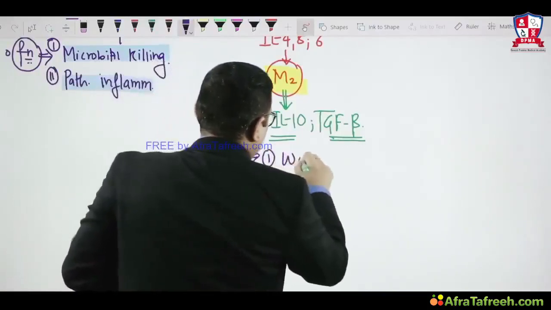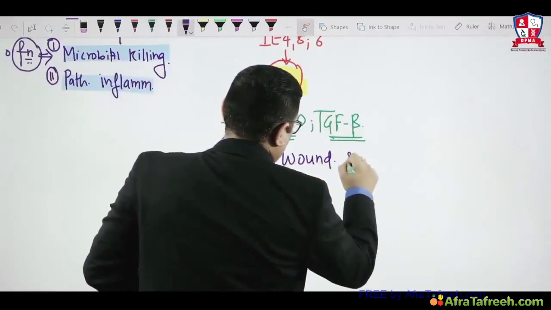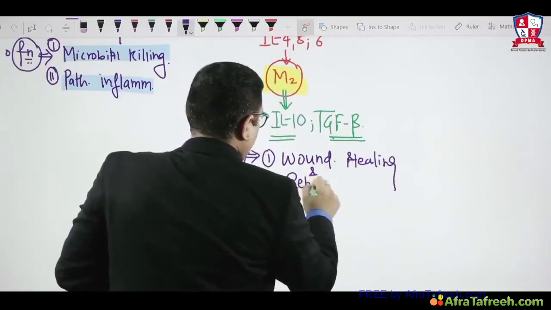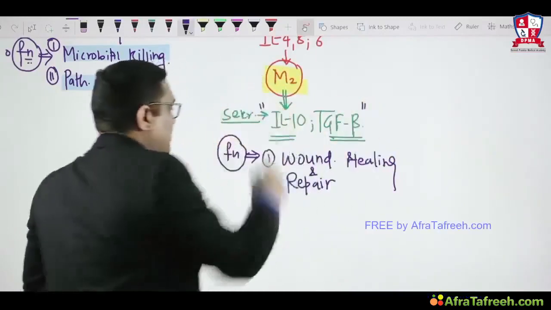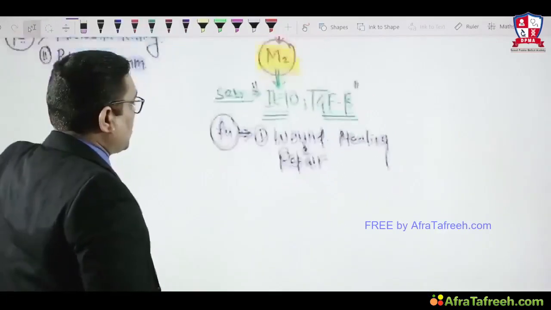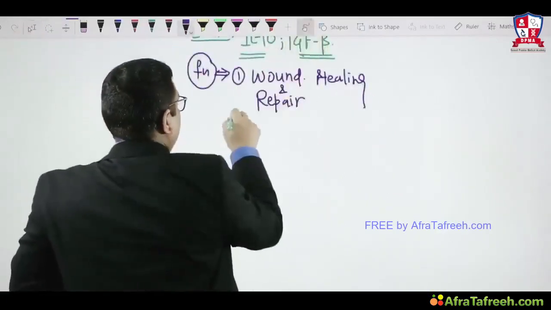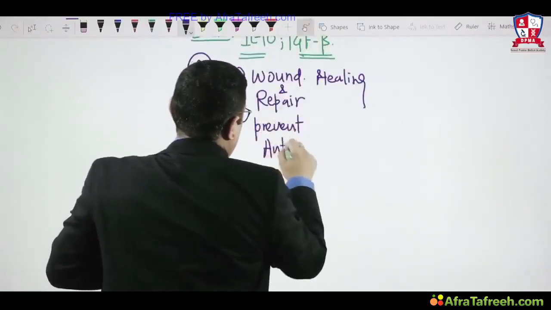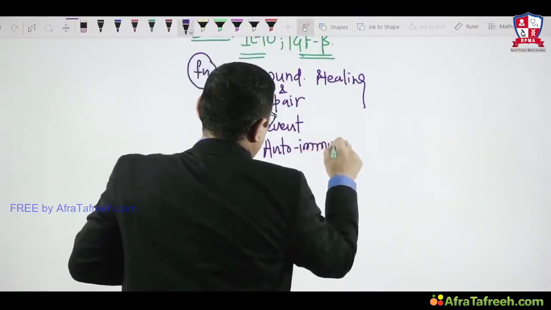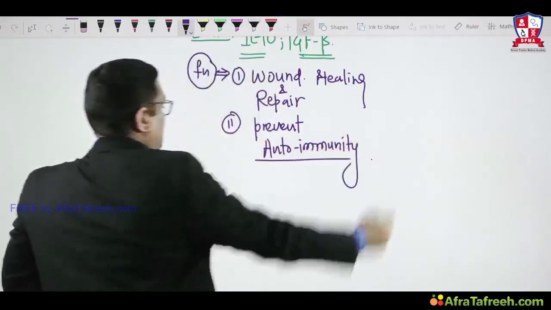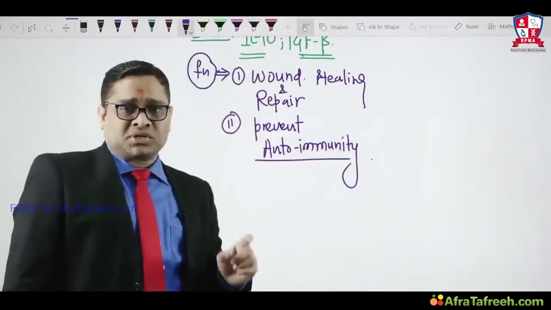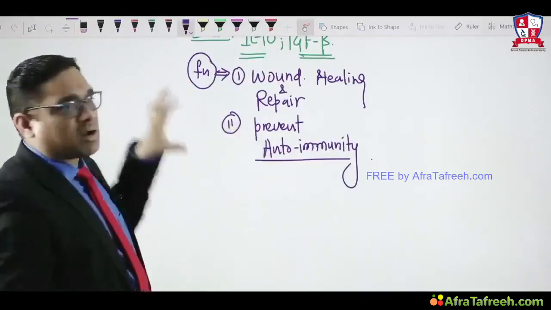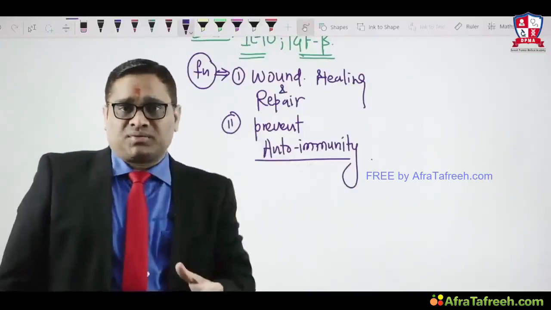Number one is wound healing and fibrosis, right? So it is wound healing and repair. And as we all know, these are anti-inflammatory cytokines, so they will prevent autoimmunity. This will be the second important function. They will prevent autoimmunity because they will inhibit proliferation and differentiation of autoreactive cells. So that is why these are anti-inflammatory. We can say that M2 macrophages are anti-inflammatory, M1 macrophages are inflammatory.